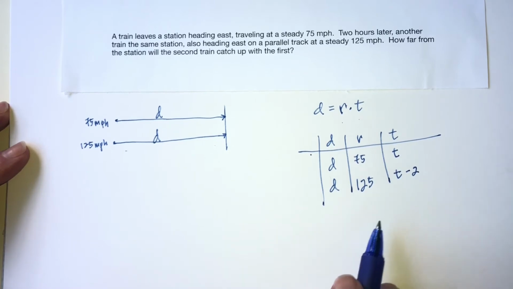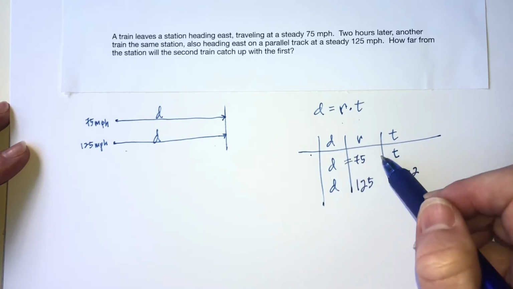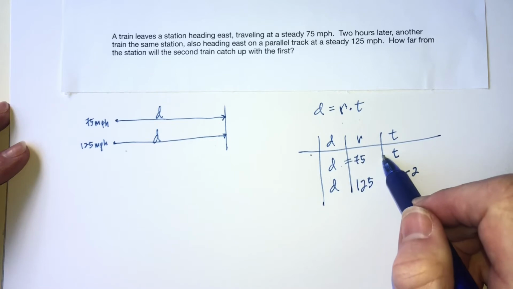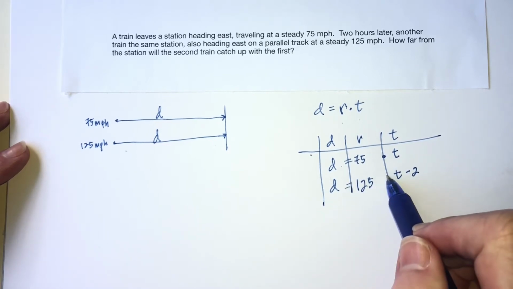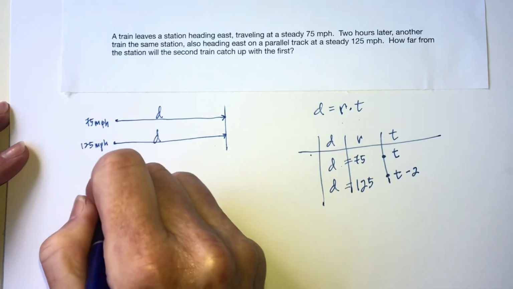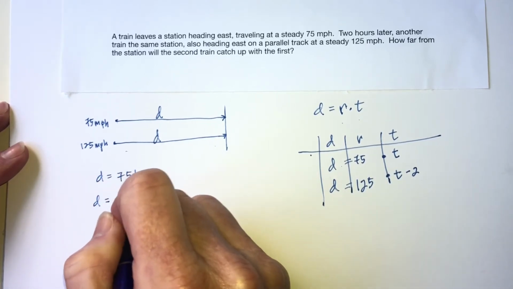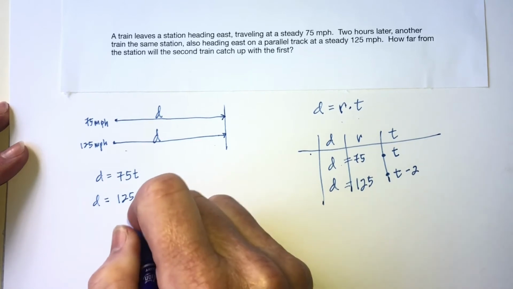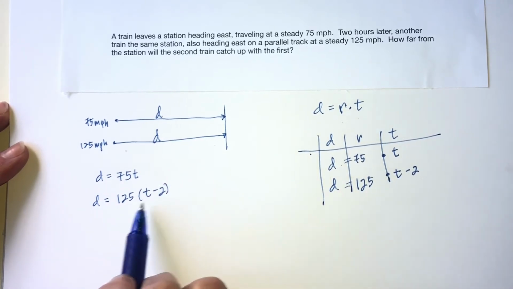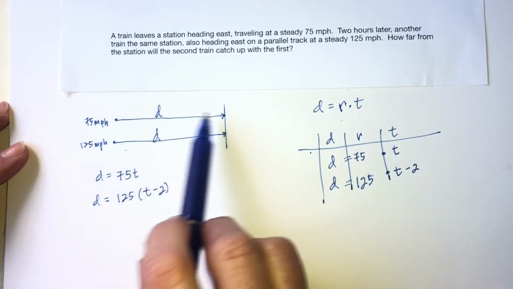So once we have that information, we actually have these equations kind of automatically set up for us. Distance equals rate times time. Distance equals rate times time. So we can write out the two equations over here. Distance equals 75t, and distance equals 125, and then this time is t minus 2. Now, very important, please remember to keep that in parentheses. So this quantity d is the same as this quantity d, right? Because we're saying these have traveled the same distance.